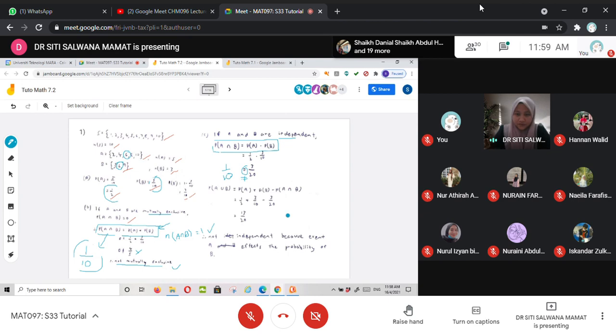So that implies they are not independent. Actually, they depend on each other. Event A affects the probability of event B. You have to look at this rule, which is for independent events. Okay? Okay.